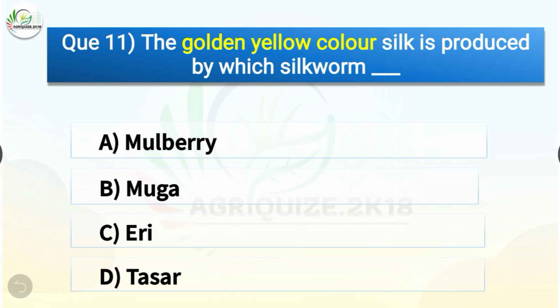The options are mulberry, muga, airy, or tussar. The correct answer is option B, muga. So the golden yellow color silk is produced by muga silkworm. The scientific name of Assam silk moth is Antheraea assamensis.